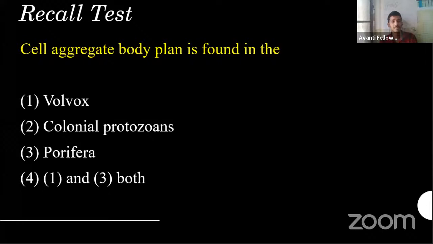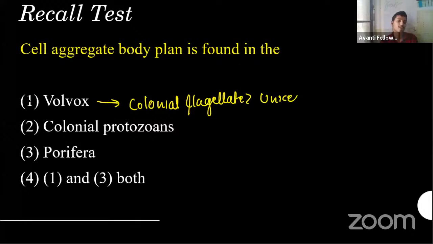Okay, 10% chose option A, 11% chose option B, 37% C, and 43% D. I'm stopping sharing the results. So we can see what the correct answer is. First one is Volvox. Is it multicellular or unicellular or colonial? Actually, this question came in your test also, right? Volvox is a colonial and flagellate kind of organism. That means it's actually kind of unicellular only, right? So that's why it does not come.